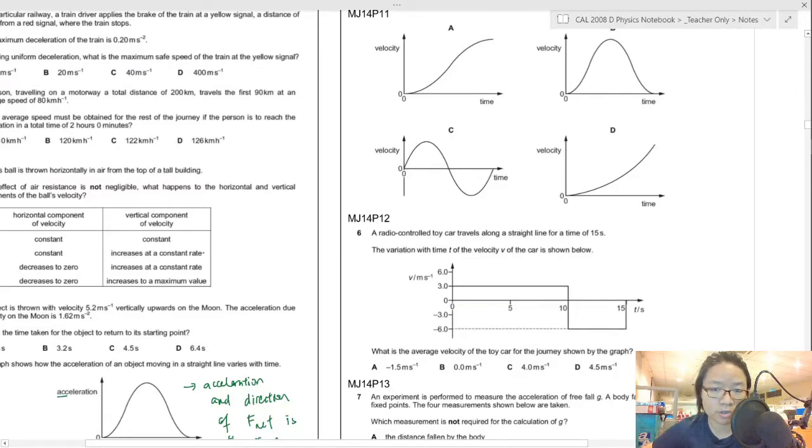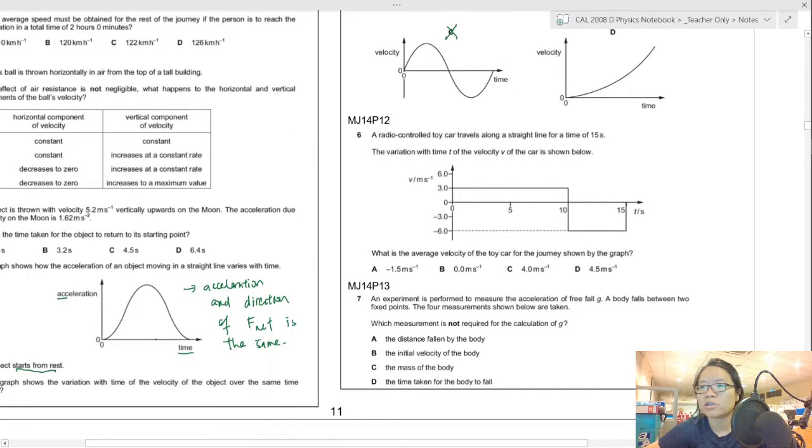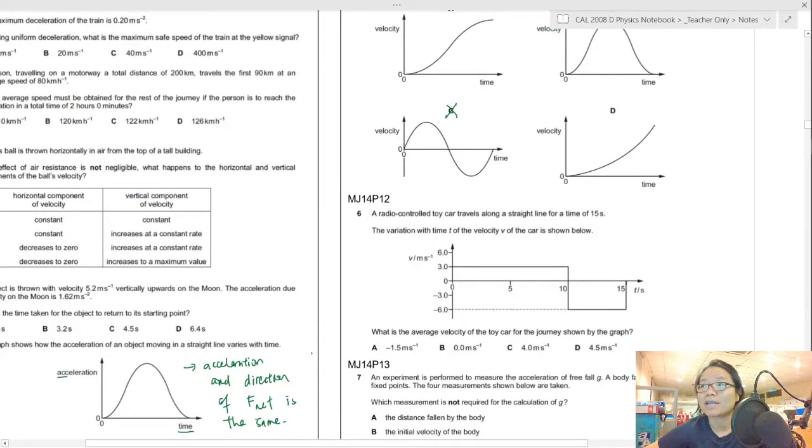We are not in an episode of Dr. Sleep, okay? That is not going to happen. So C is out, because I write here for you, A always positive. Doesn't mean that V cannot be negative. It just means that it cannot change direction.